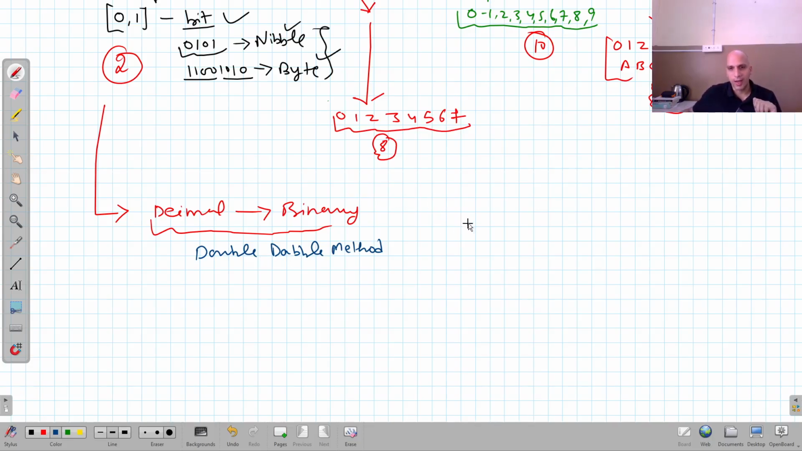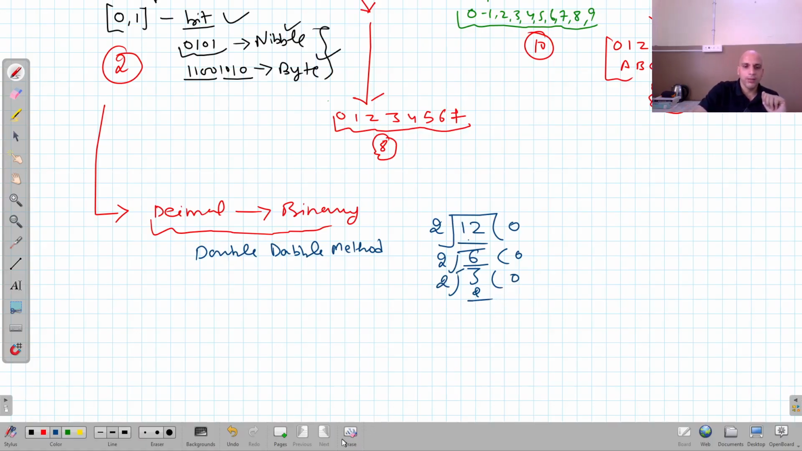Let's take the case of 12. If I have 12, then I am dividing it by 2. What did I get? I got 6. So 2 6s are 12, remainder 0. Then again, 2 3s are 6, remainder 0. Then again, what is 2? Now 2 1s are 2, remainder 0. Sorry, I made a mistake here.